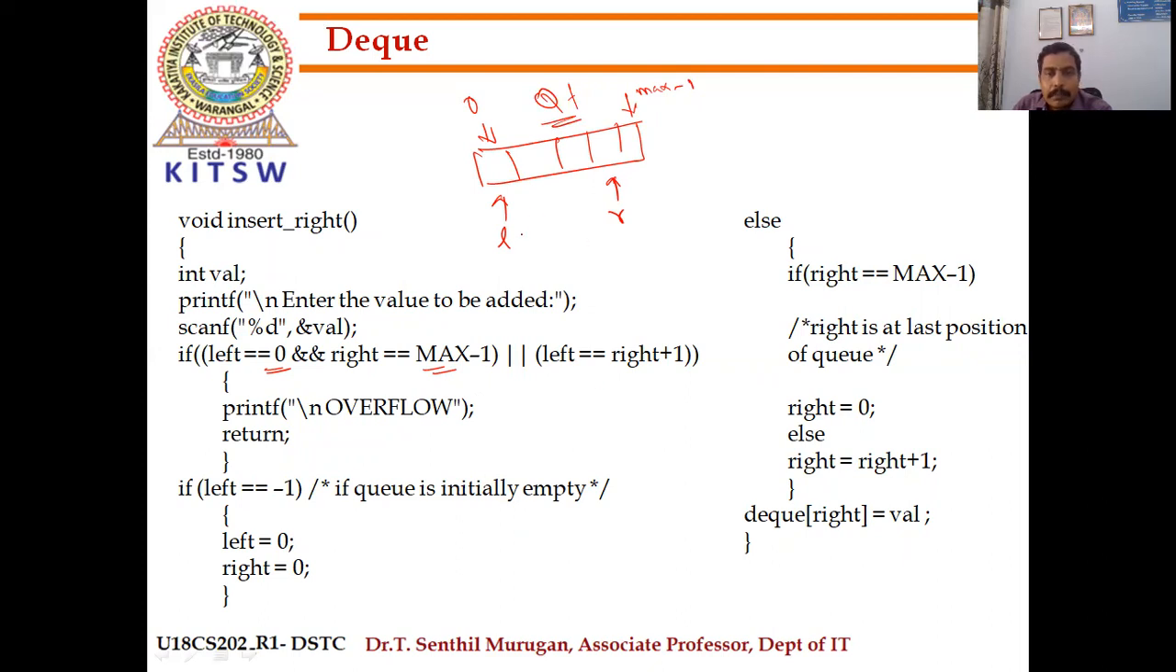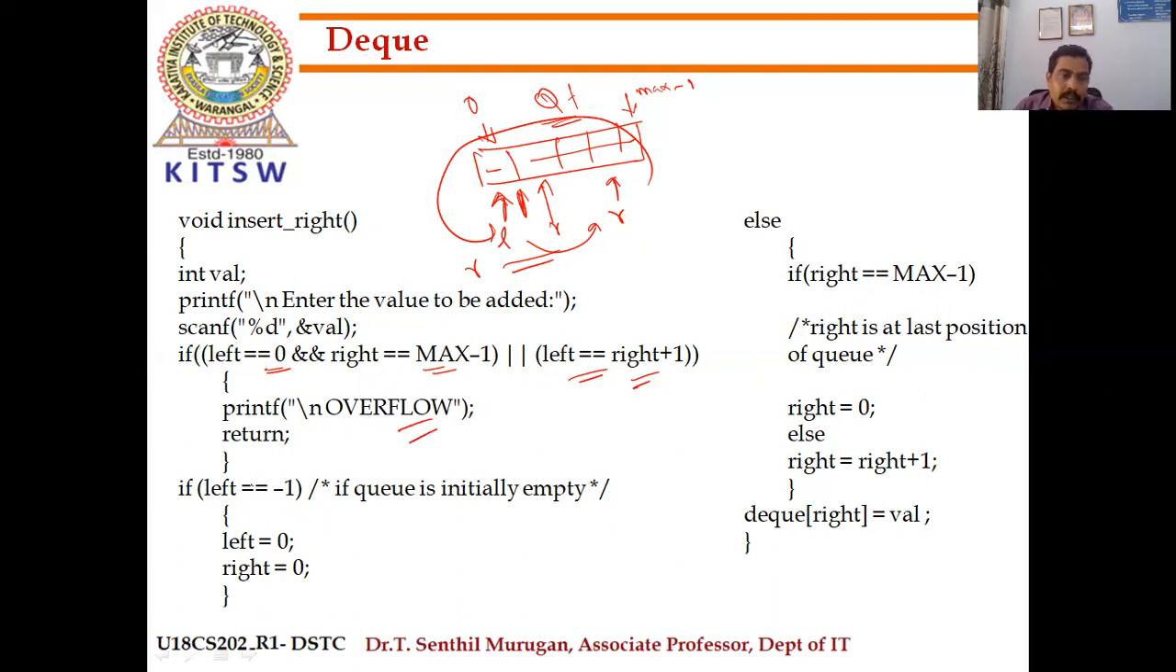Or in case the left pointer is moving this side and the right pointer is moving this side, the condition is left equal to right plus 1. If it is greater, it means we are not able to insert the element. The left pointer is pointing here, the right pointer is pointing here, elements are there from here and also here, with no gap or space in between. So we are unable to insert the element. If either condition holds, we can say this is overflow.